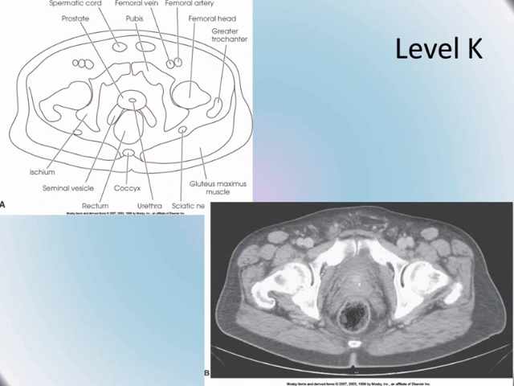This is another viewpoint of level K, but in a male patient. The ischium, the rectum, the coccyx, the urethra, sciatic nerve, gluteus maximus muscle, the greater trochanter, the femoral head, the femoral artery, the femoral vein, and the pubis.